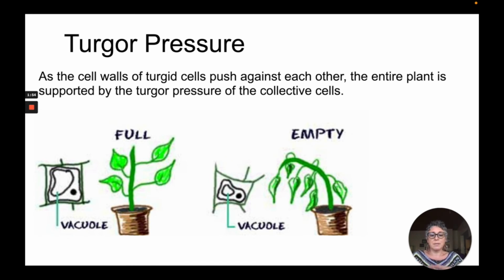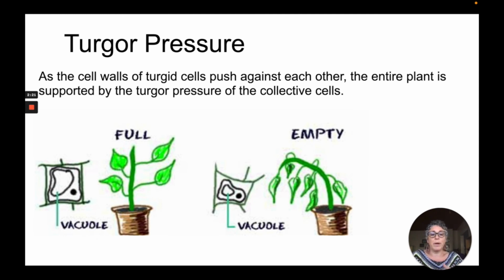A plant that does not have turgid cells full of water does not have turgor pressure, and therefore the plant is wilted, as we see in the right-hand diagram. Whereas the plant where the cells are full of water and those cells are turgid, the plant will have turgor pressure and then stand up straight.